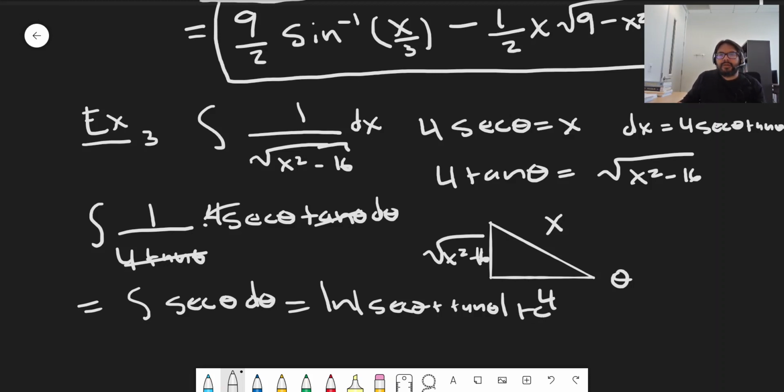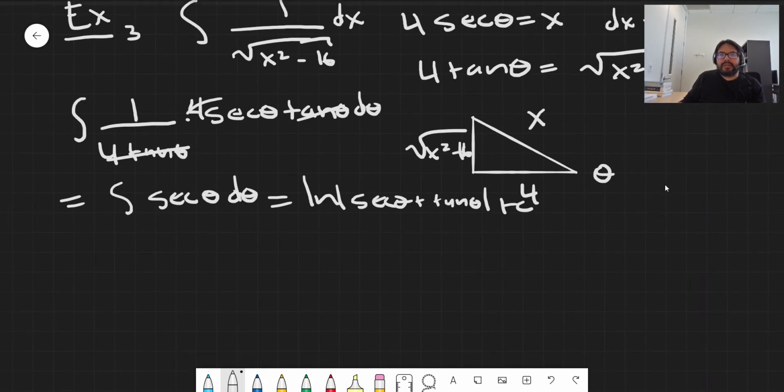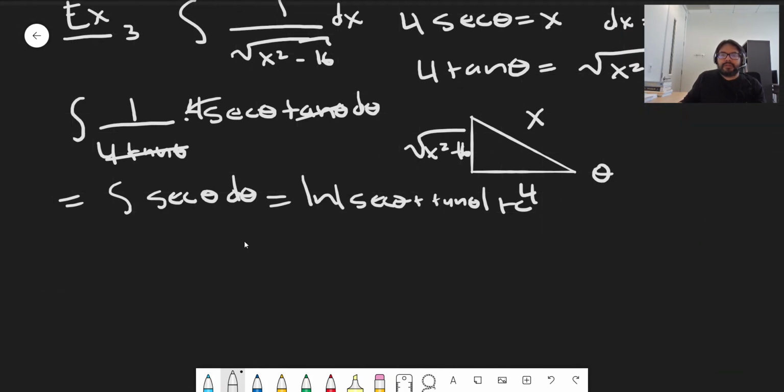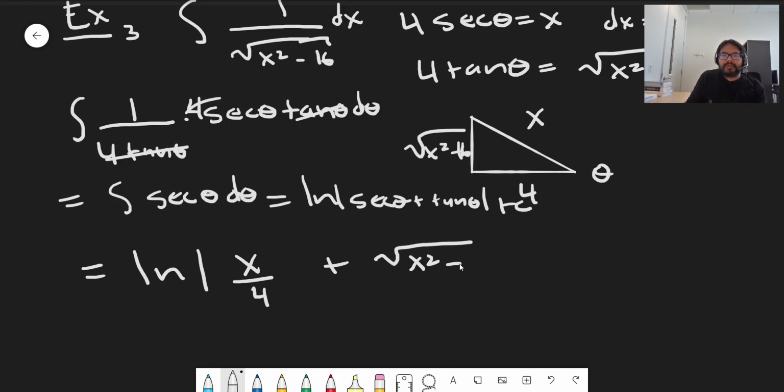So here, our answer is with respect to theta. So we have the natural log of x over 4 plus the square root of x squared minus 16, but divided by 4 because it's TOA, opposite over adjacent, so that's going to be over 4, and that's plus c.